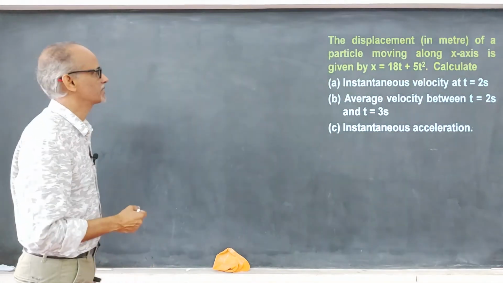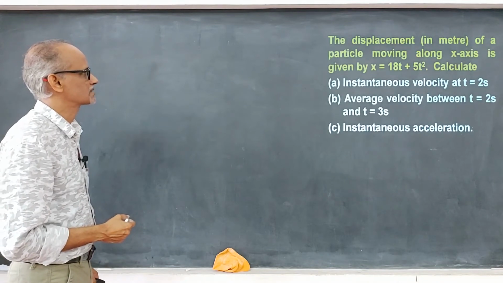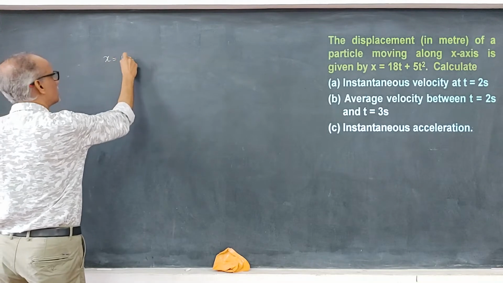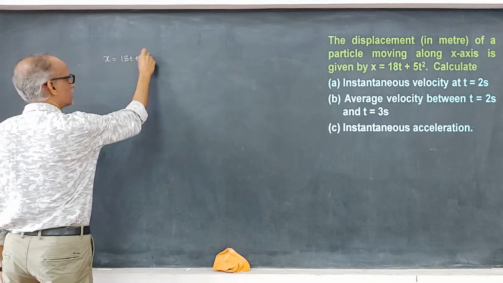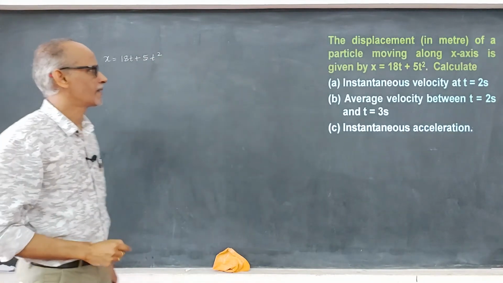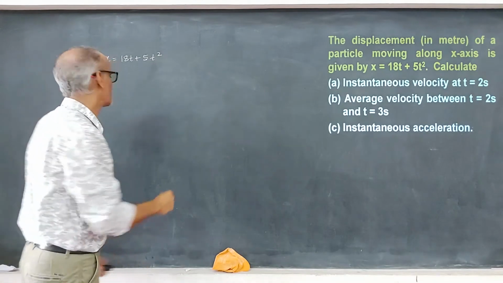Okay, so please see the statement. The displacement of a particle moving along the x-axis is given by x is equal to 18t plus 5t square. This is given. Calculate the instantaneous velocity at t is equal to 2 seconds. So first option.